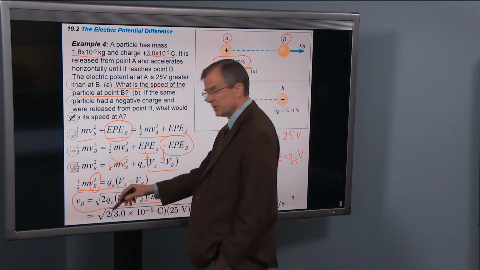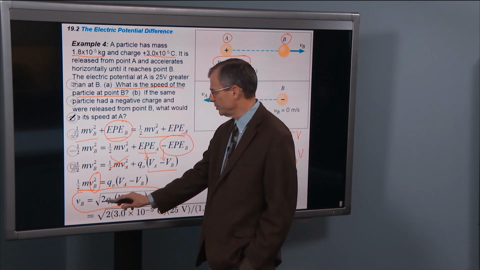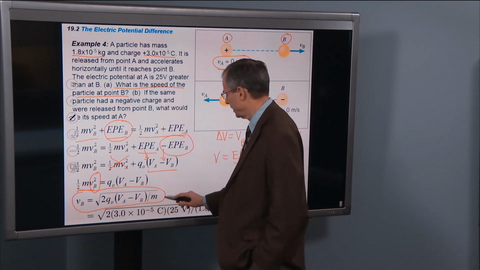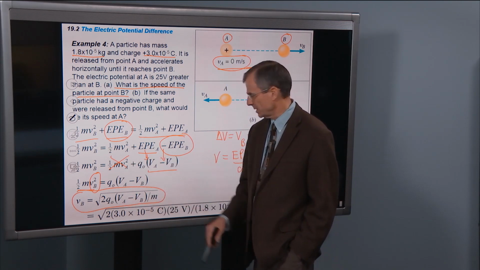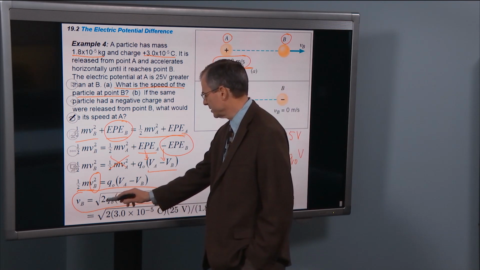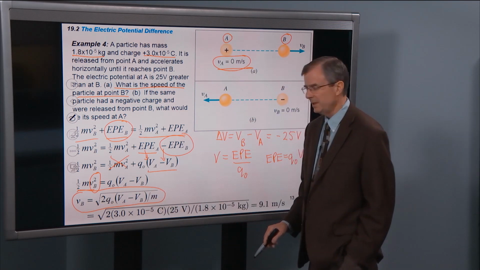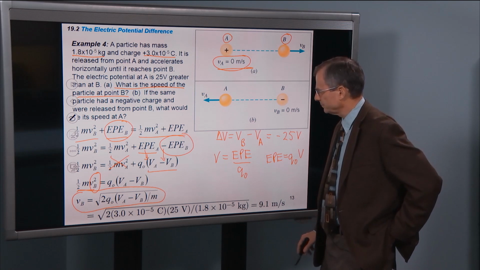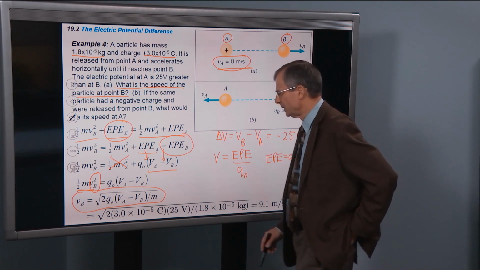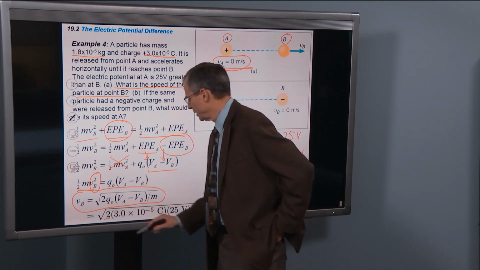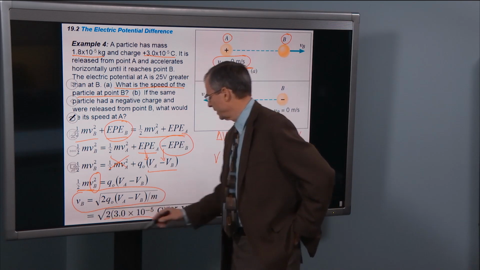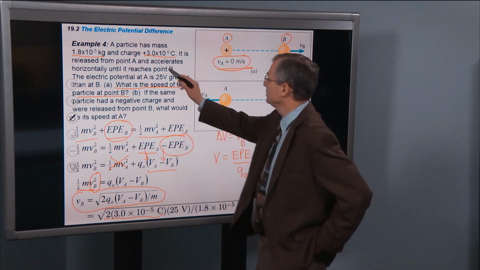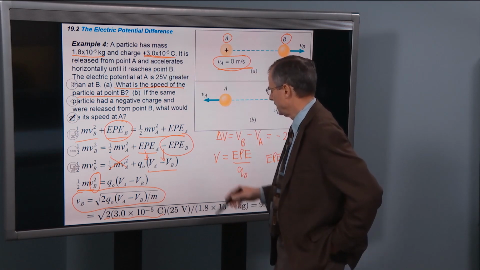So VB is the square root. There's the 2 that came over from the 1/2. Here's a 1 over the mass that came over from the mass that was on the left side. And then the rest, 2Q naught (VA minus VB), just comes along for the ride. Now we can just plug in numbers. There's the 2. Here's the charge, right here, 3 times 10 to the minus 5 coulombs. That's this number right here.